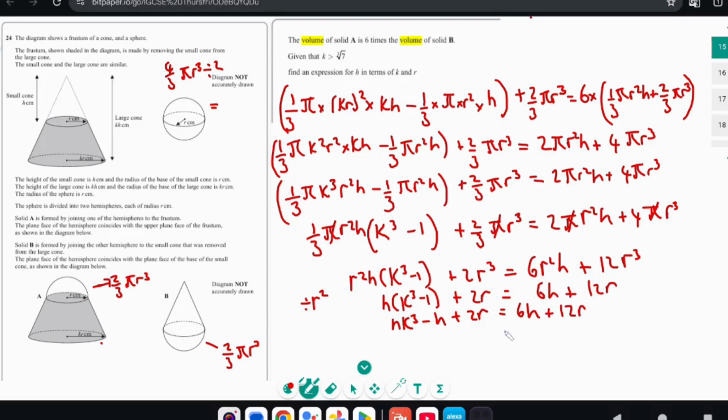I want an expression for h in terms of k and r, so I need to make h the subject. I want everything with an h on one side, everything without an h on the other side. So I'm going to take 6h off both sides and take 2r off both sides. Factorise, isolate the h, divide both sides by k cubed minus 7.